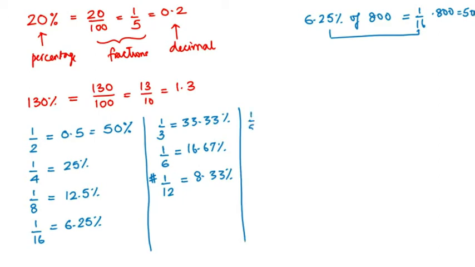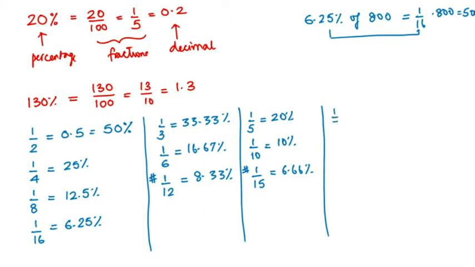1 by 5 is 20%. 1 by 10 is going to be half of that, 10%. 1 by 15 is going to be 1/3 of 20%, which is 6.66%. This is also an important number that you should remember. Whenever in the test you look at 6.66%, you should remember that is nothing but 1 by 15.